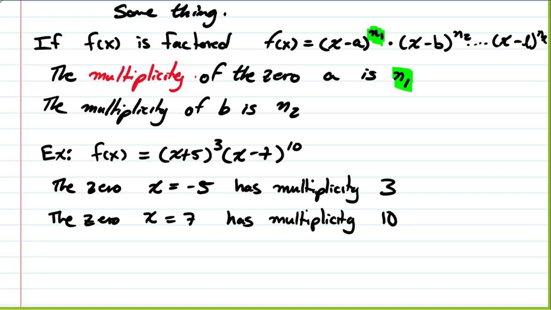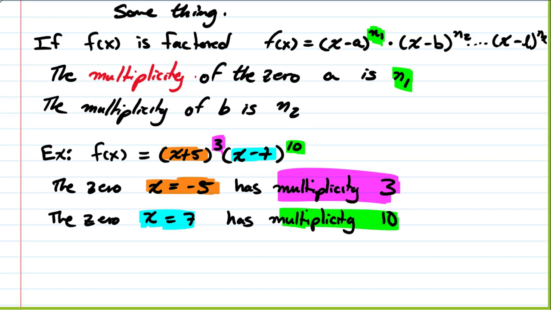So the 0 of each one, x equals -5, is the 0 of this factor. Because if I replace x with -5, -5 plus 5 is 0. And 0 times anything will give me 0. So that is a 0. And the factor is repeated 3 times, so it has multiplicity 3. Similarly, if I look at the 0, 7, 7 take away 7 is 0 here. But that factor is repeated 10 times. So the 0, 7 has multiplicity 10 in this example.